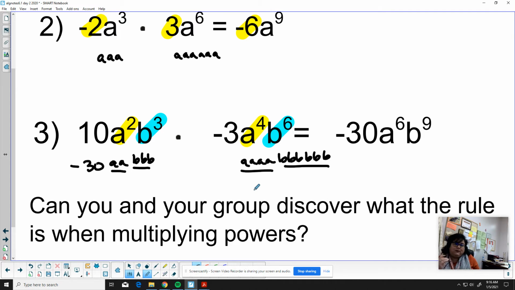Hopefully you're figuring out that when bases are the same, you can just add the exponents when you're supposed to be multiplying them. And if you have normal coefficients, like 10 times negative 3, you just multiply those like you normally would.